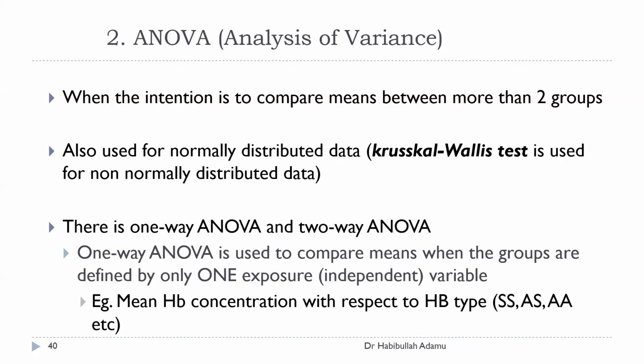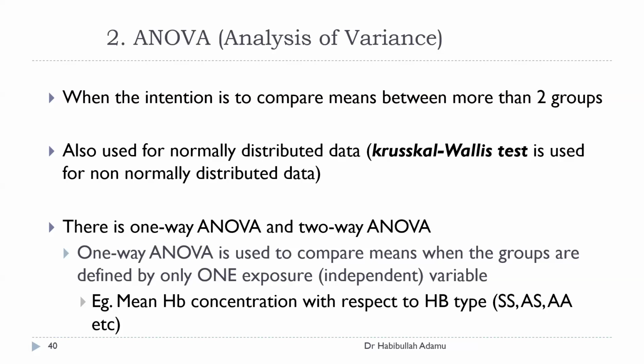Two-way ANOVA is used if you are comparing mean values based on 2 or more exposures. The other one, one-way ANOVA, is used if what you are comparing is just based on one factor, for example, genotype or blood group or sex. All these are one-way ANOVA.